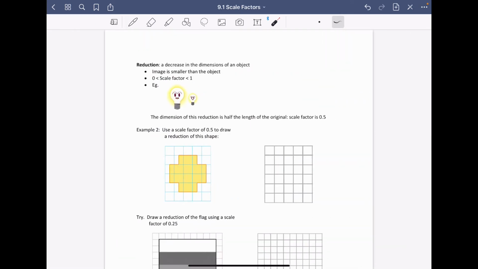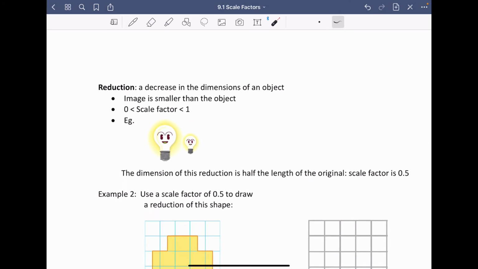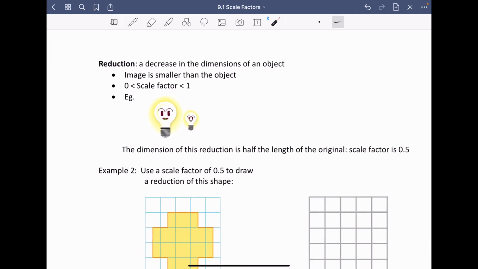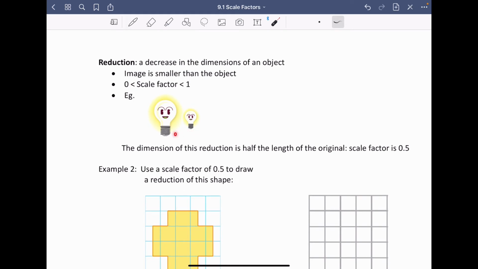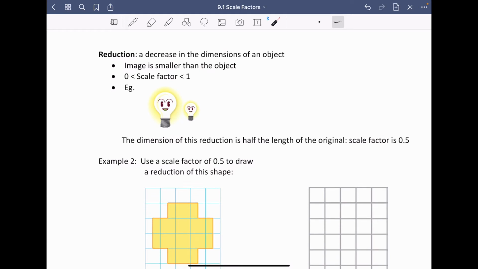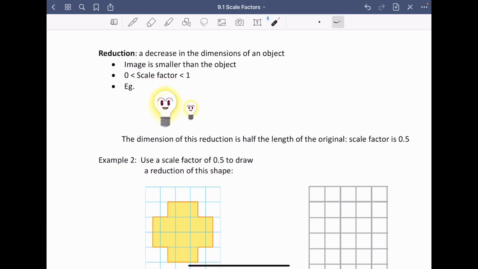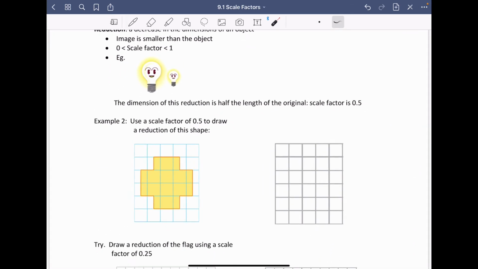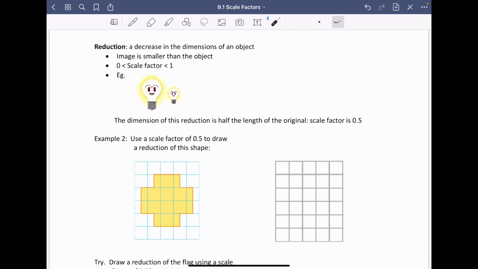All right, next one is a reduction. A reduction is a decrease in the dimensions of an object. So it means that the image is smaller than the object, and so my scale factor will be in between 0 and 1. If it's greater than 1, you have an enlargement. If it's less than 1, you have a reduction. What will be a real life example of a reduction? There are a lot, for example, a map.